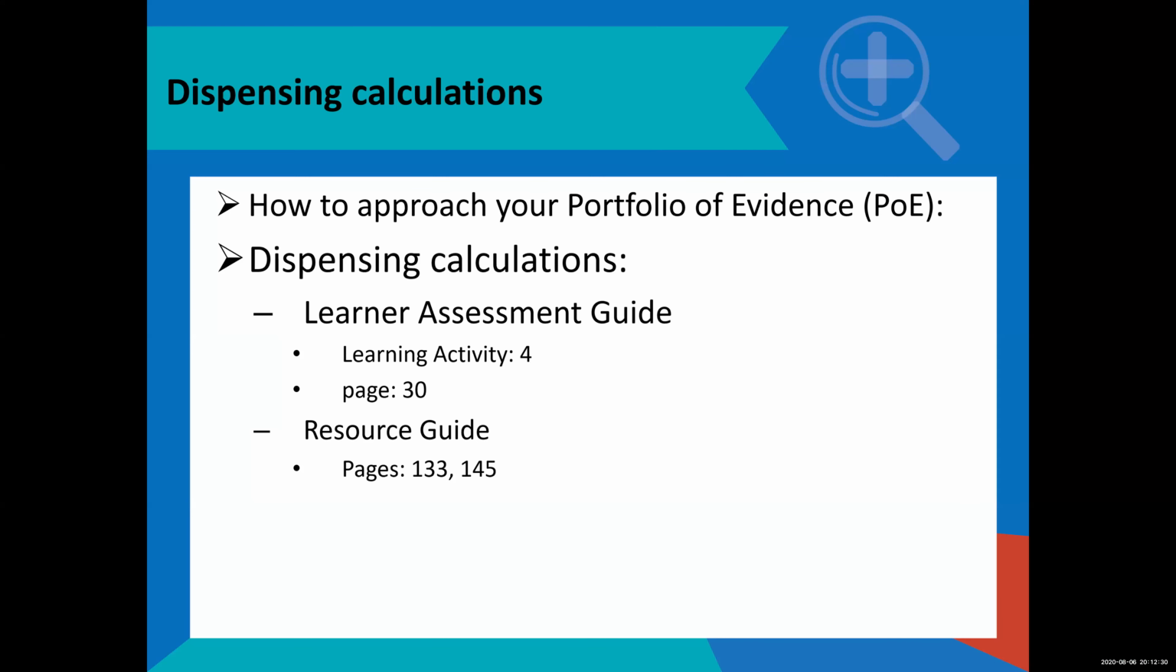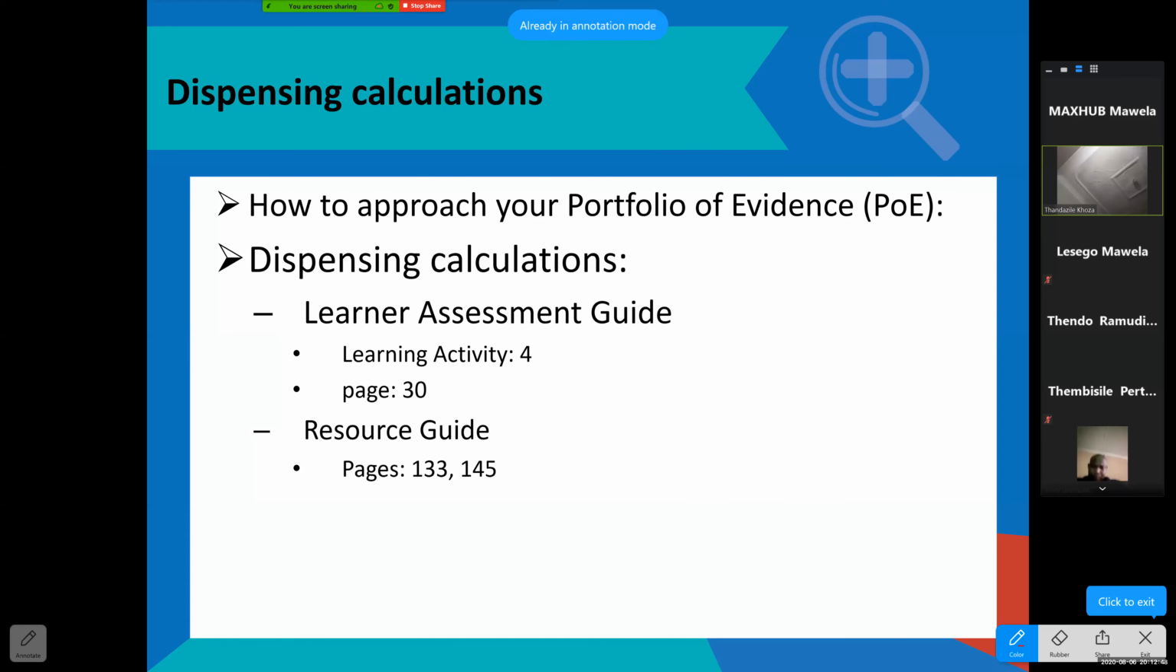In terms of today, we are going to review the learner assessment guide, specifically looking at activity number 4. You may visit page 30 in your learner assessment guide. And in terms of your resource guide, the key pages that you need to look at are page 133 and page 145. So that is very important for you to note, right?